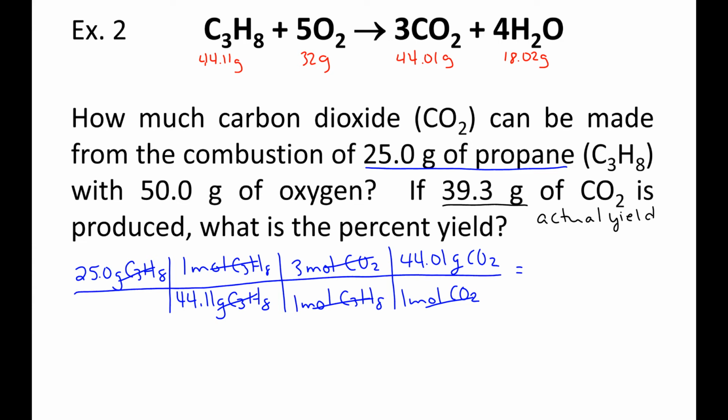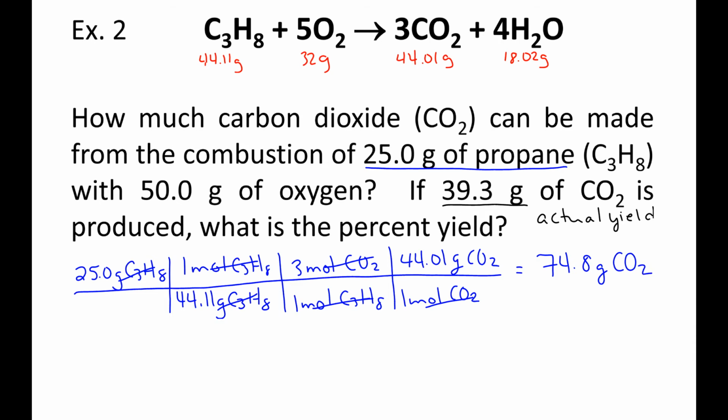When we calculate it, I always do it in one calculation. You can take 25 times 1 times 3 times 44.01, hit the equal sign, and then you don't have to write anything down, and just divide by 44.11, because that's really the only number on the bottom. When you do that, you get 74.8 grams of CO2. Okay, that's fine and dandy.